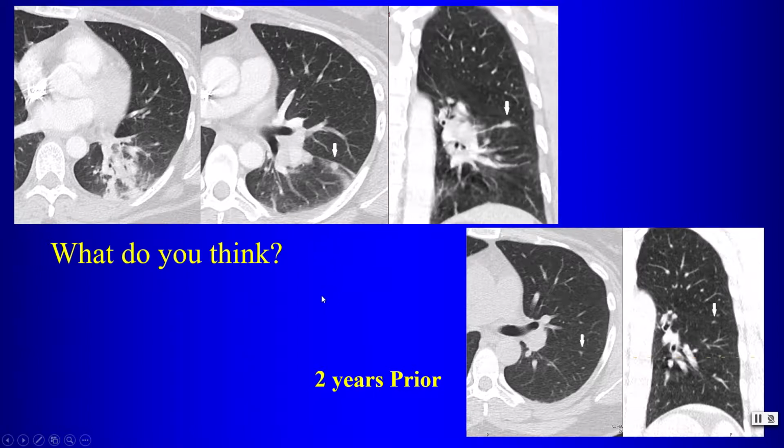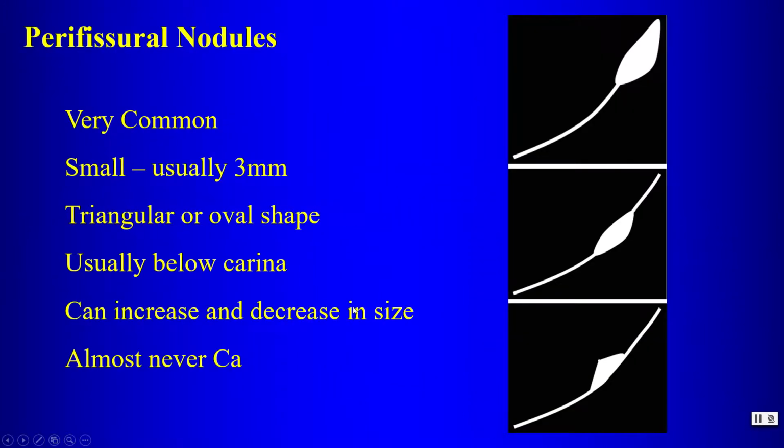If it gets larger, then you would be concerned about malignancy. But often these intrapulmonary lymph nodes that make up these perifissural nodules may enlarge with inflammatory conditions, and then they may get smaller when the inflammatory condition, when the pneumonia, subsides. So perifissural nodules are quite common.